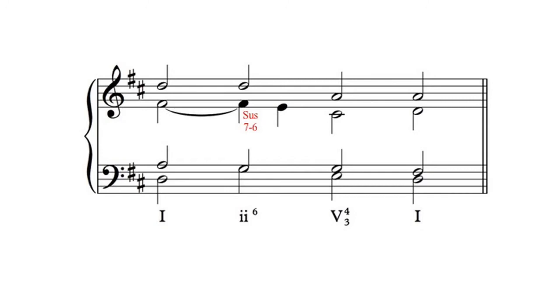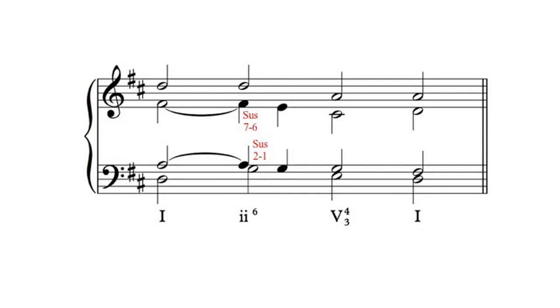So that's a fairly common example of a 7-6 suspension. Also, in the first chord to the second chord, the 1 chord to the 2-6 chord, I see that my tenor voice steps down from the A to the G. Another opportunity to put in a suspension.